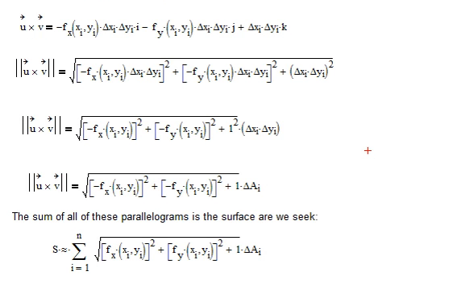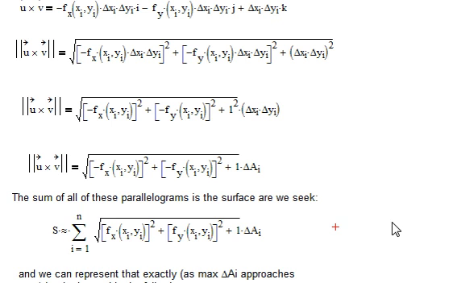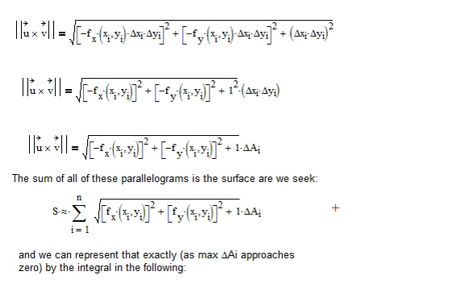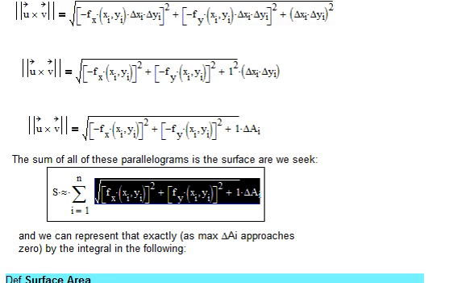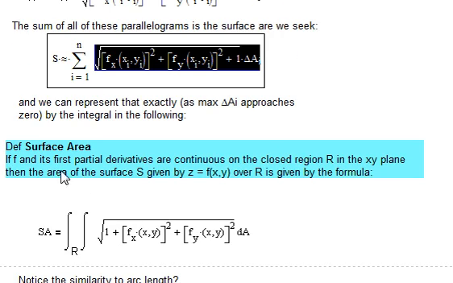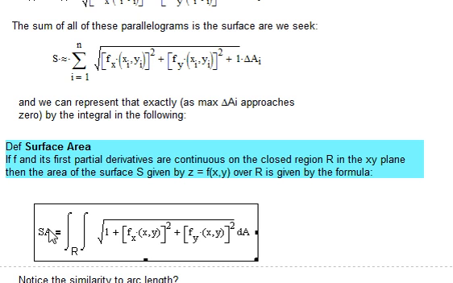Right. And so the sum of all those parallelograms would be approximately the area of our surface, right? And if we say let the maximum of the delta Ai approach 0, then we can approximate this with the integral of the following. Okay, and here's the answer. If f and its first partial derivatives are continuous on the closed region R in the xy plane, then the area of the surface S given by z equals f of x, y over the region R is given by the formula surface area equals double integral over region R, and you can get the limits from looking at the region, and see the dA.